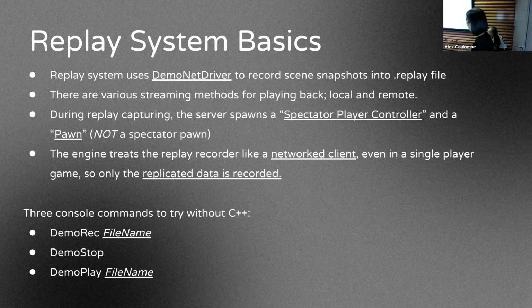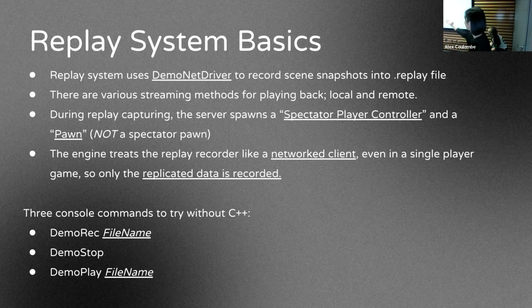And during the replay capturing, the server will spawn a spectator player controller and a pawn, but not the spectator pawn. I don't know why they do it that way, but that is very complicated for me. And then the engine treats the replay recorder as a network client. So replication will be crucial if you want to do anything in the replay system. If everything is local, nothing would be recorded. So just keep in mind that only the replicated data is being recorded.